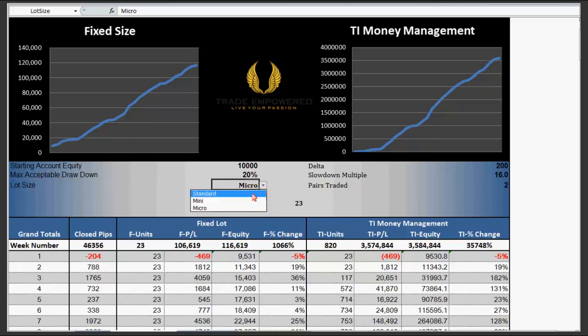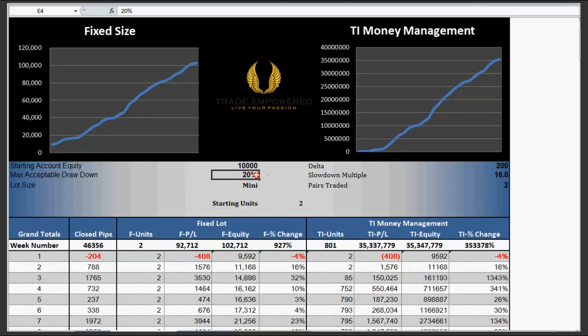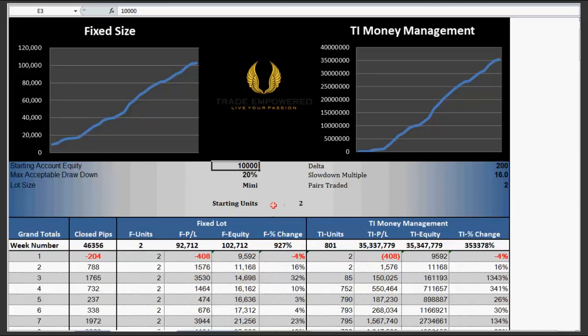Lot size. What am I trading? Am I trading micros? Am I trading minis? Or am I trading standard lots? Okay, I'm going to trade mini lots out of my $10,000 account, and I don't want to accept any more than a 20% drawdown. Okay, so these are my points in here. This is going to give me some of my position sizing. My starting units, I'm trading 2 units, so I'm trading two targets here.